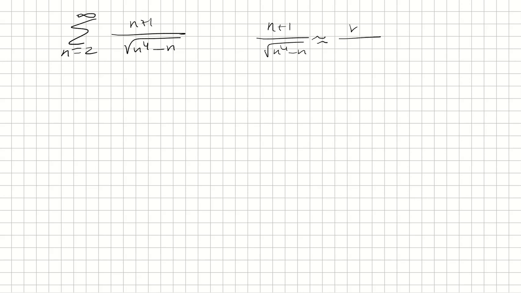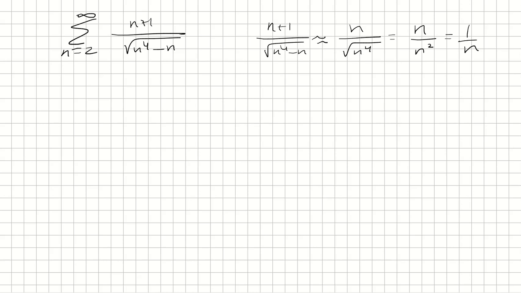Example, we have the sum from n equals 2 to infinity of (n+1) over the square root of n to the fourth minus n. This one I'm going to use a limit comparison test because basically if we consider this fraction, this is approximately n at the top, and then the bottom it's the square root of n to the fourth, and the square root of n to the fourth is just n squared, which is 1 over n. So n over n squared is 1 over n.